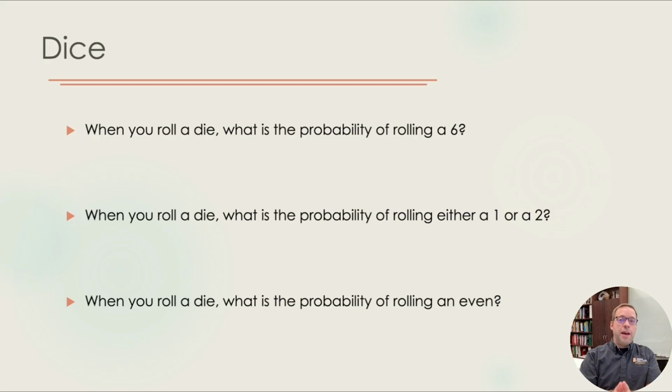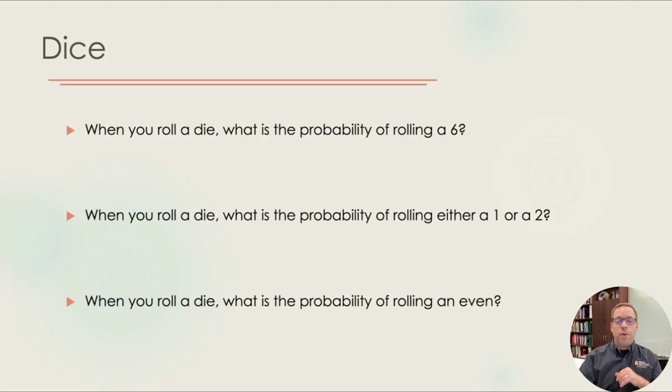All right, let's try another example. Let me read these 3 problems to you, and then I want you to pause the video and see if you can figure them out yourself. When you roll a die, what's the probability of rolling a 6? Think of the number of possible successful outcomes and the number of possible outcomes, and then take that ratio. Second question, when you roll a die, what is the probability of rolling either a 1 or a 2? Third question, when you roll a die, what is the probability of rolling an even? Okay, pause the video, see if you can answer these 3 questions.